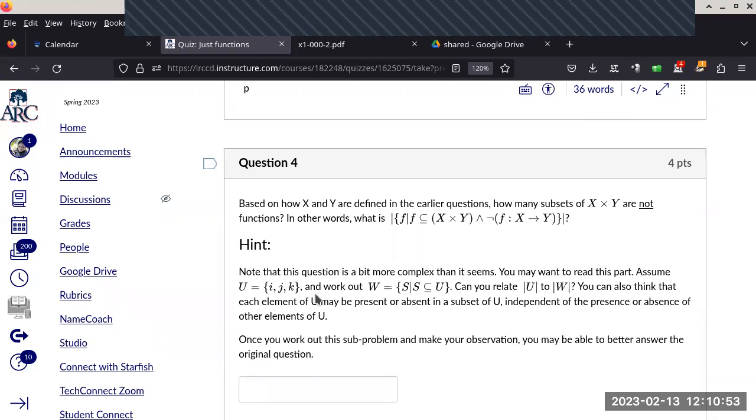So the cardinality of the Cartesian product of x and y, we figured that out earlier already. It was what? 6. So we are looking at 2 to the power of 6, which is 64 subsets of the Cartesian product itself, of which 9 are functions. So 64 minus 9 is 55. So there are 55 of those that are not functions. So the answer in this case is 55.